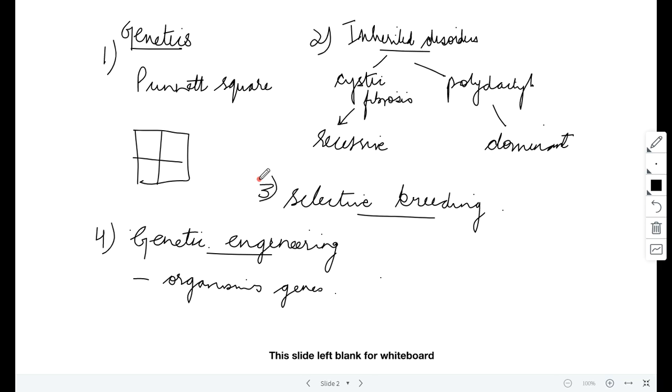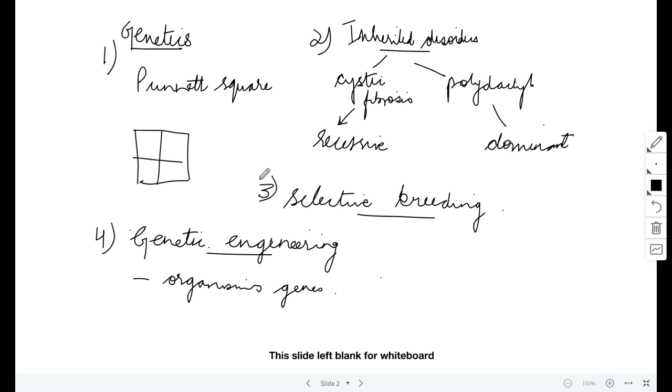Selective breeding, like you take two things and you breed them and then you make a product and you are not sure whether it is going to survive or not. So that is going to take ages, generations. Now what happens is that scientists are able to alter the organism's genes to produce an organism with desirable characteristics.